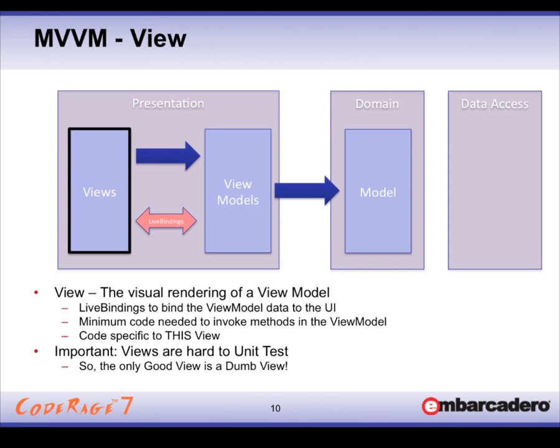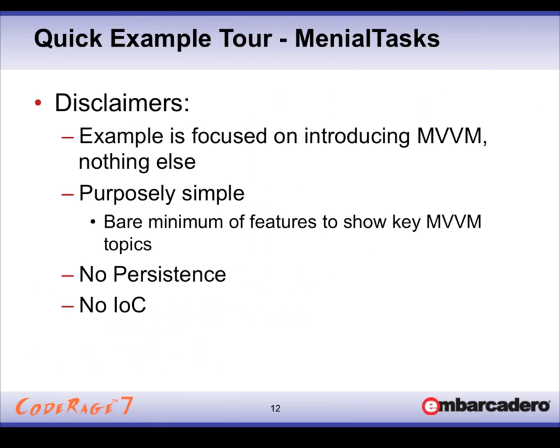The key thing to realize is that because views are visual, they are hard to unit test, and so as a result a general goal is to keep the amount of code in a view to a minimum, and what code is in there should be super simple, because this is the one part of the three sections of our application which is hard to unit test. So if it's hard to unit test, keep it small and keep it simple. So that's MVVM at a high level.